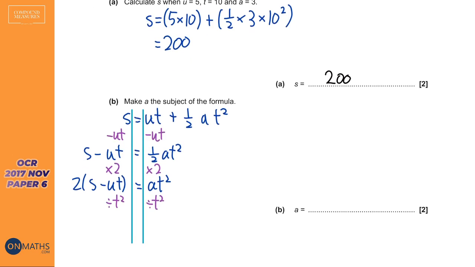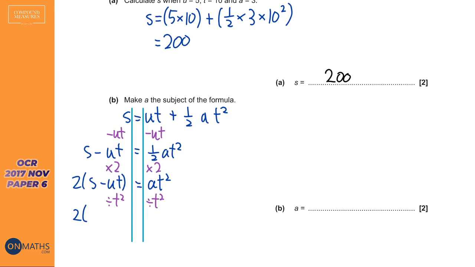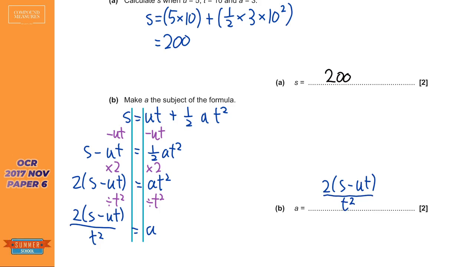Now when you divide, you can just put the whole thing over it. So 2 brackets s minus ut over t squared equals a. Now what you can do is you can expand the bracket at the top, but there's just no need to, because actually a factorized version of it in a lot of ways is better. Like, you're always told to factorize, and make things simpler. So there's absolutely no need to, and that would be full marks.